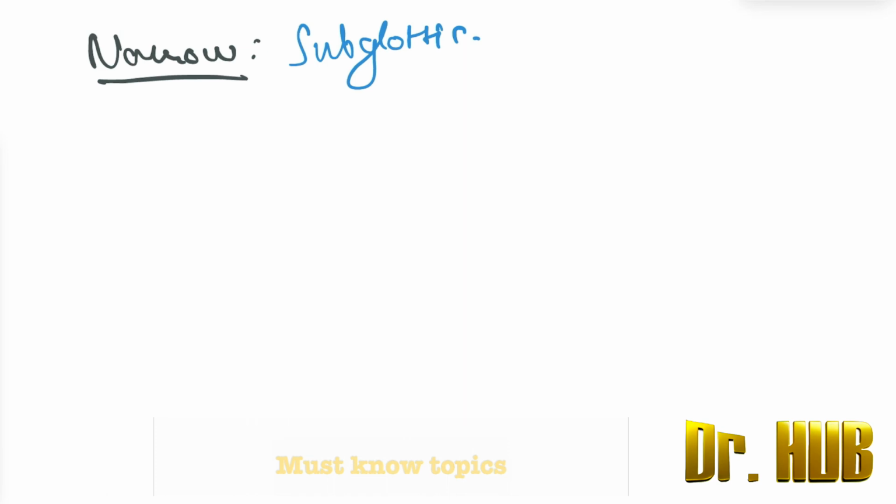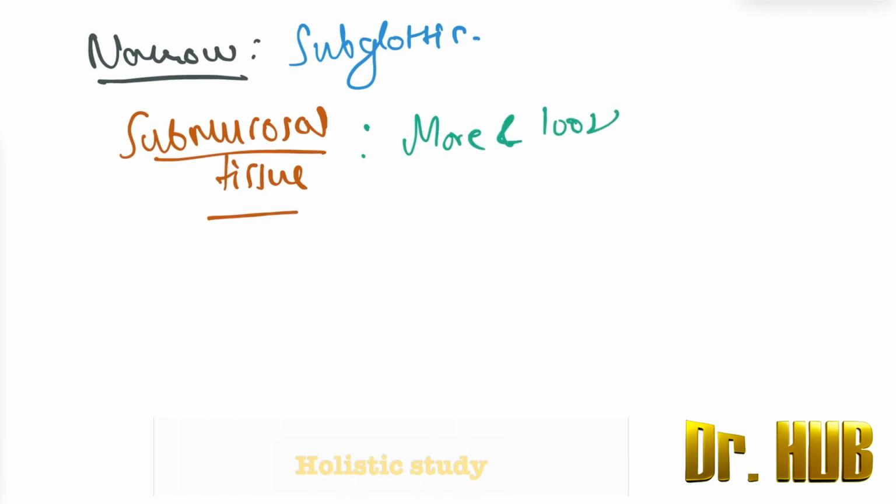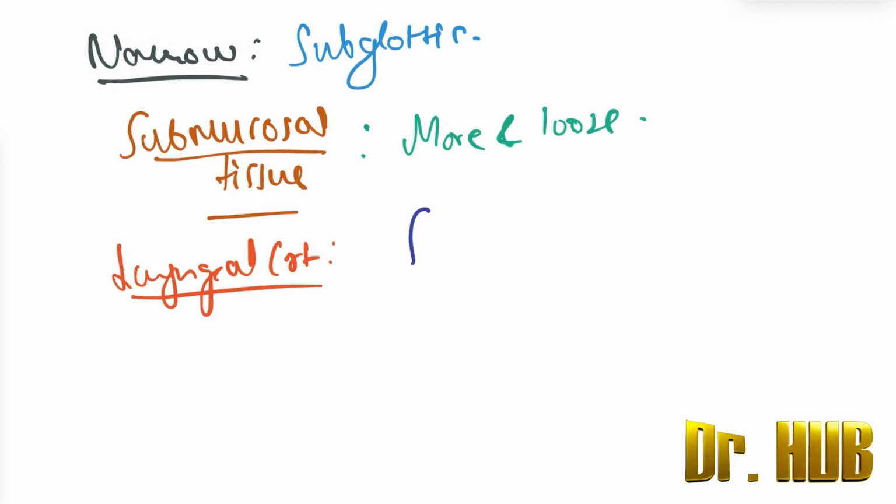And looking at the submucosal tissue. So what about the submucosal tissue? The submucosal tissue is more and loose. Then comes the laryngeal cartilage. The laryngeal cartilage is soft and collapsible.